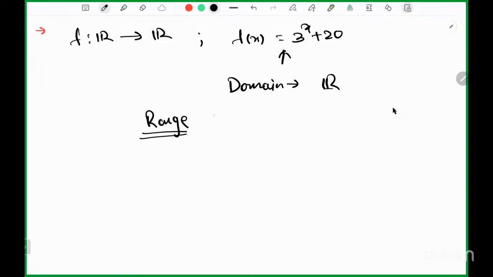So here you know that as x goes to infinity, this f of x goes to infinity only, because it's 3 to the power x plus 20. So that means you can also check the range by the graph too. It's actually easy to draw the graph of 3 to the power x plus 20.